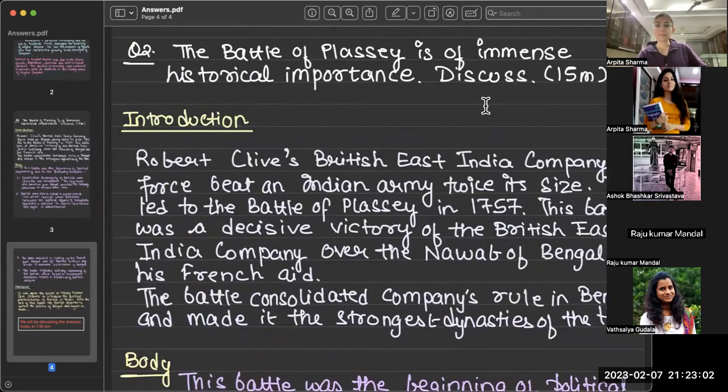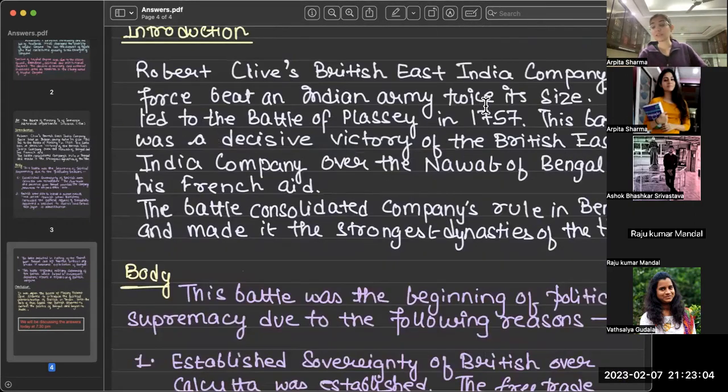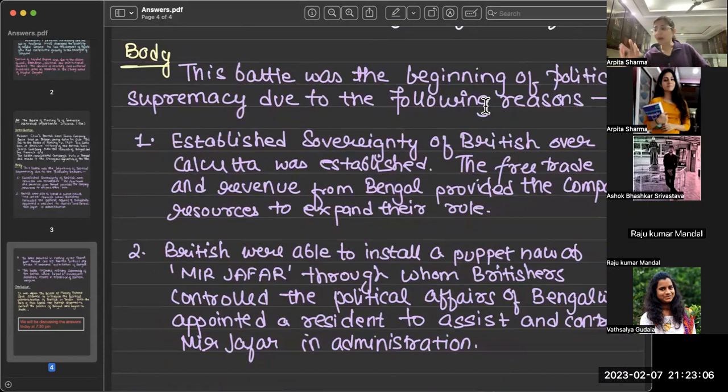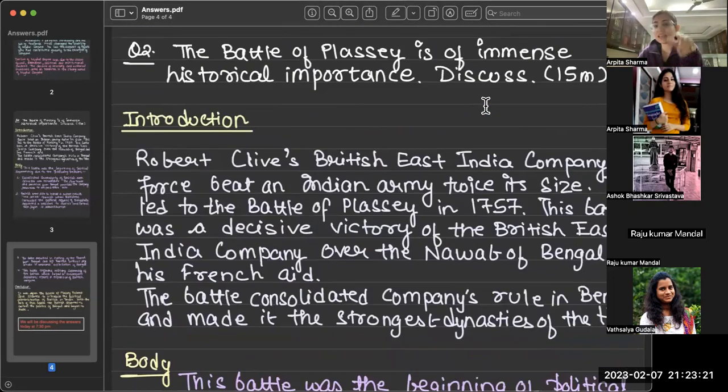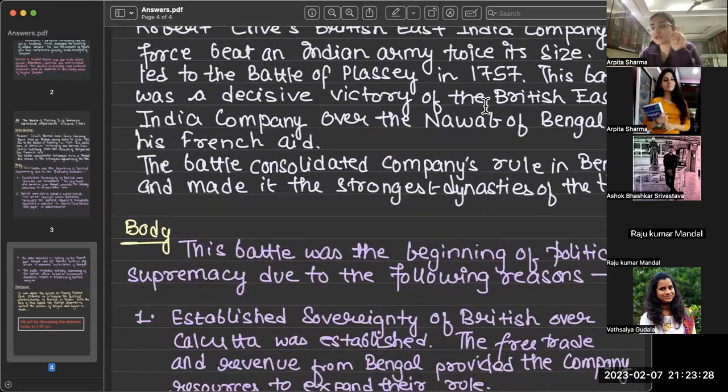Now in the body of the answer, you will explain. The question is saying Battle of Plassey is of immense historical importance. So in the body, you have to explain why it is of importance. First reason, students, what they did in the answer sheet I've seen, they mentioned the steps of the battle. What happened actually, the story of the battle. That story was not asked. The question is saying it is of immense importance. Discuss why it is important. That you have to discuss, not the story.